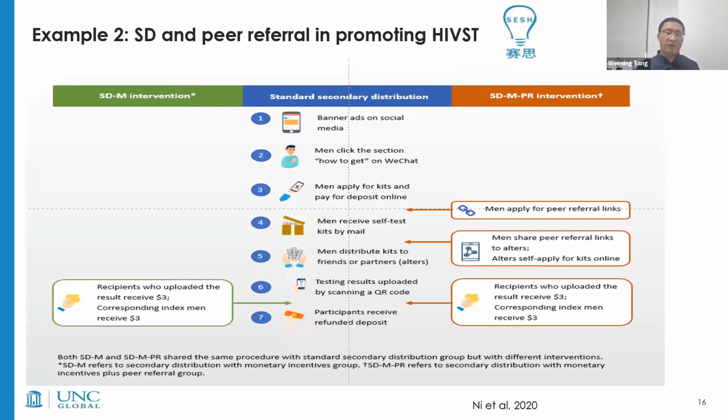This year, we also tested a later strategy. We increased both secondary distribution and peer referral. We conducted a 3-arm study to evaluate whether monetary incentive and peer referral can promote secondary distribution among Chinese MSM. This is a 3-arm RCT, where the middle arm is the control arm.